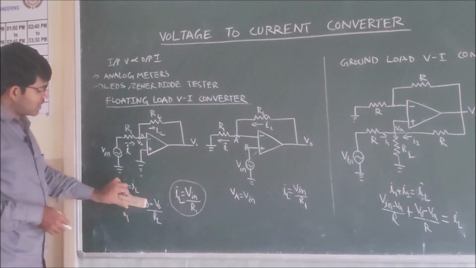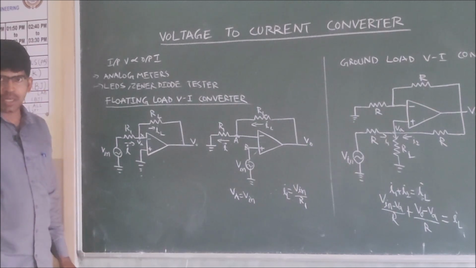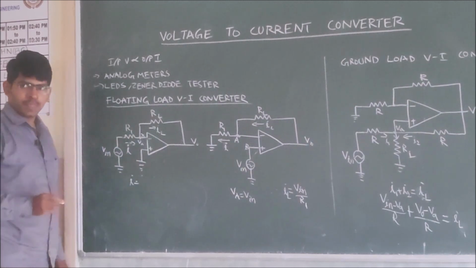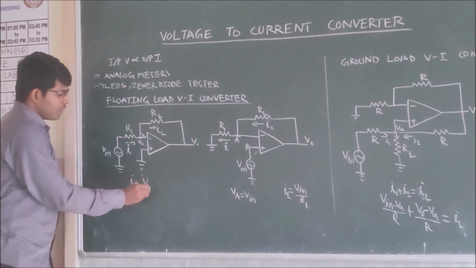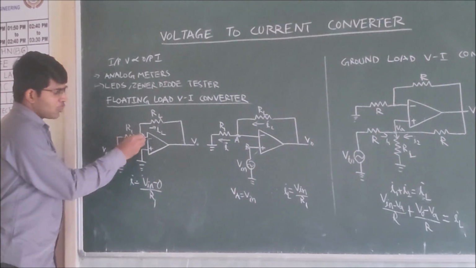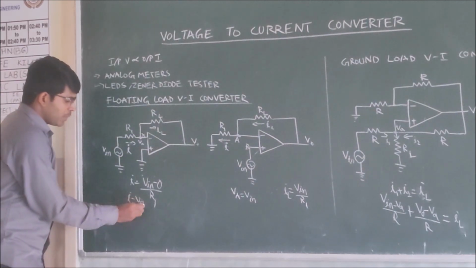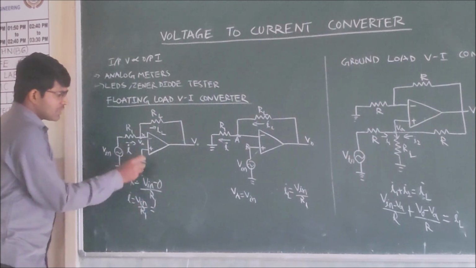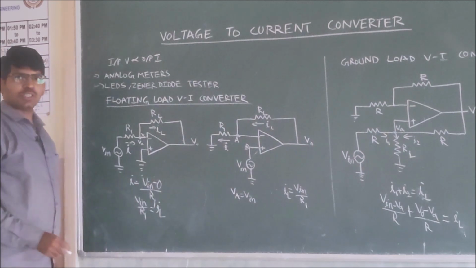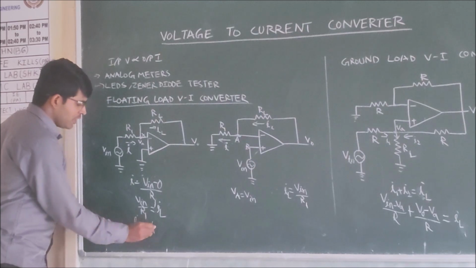Whatever relation we obtained, we are once again trying to understand it. See, here I have taken the current I. I is nothing but Vin minus 0 by R1. Why am I taking 0? Because it is virtually grounded. Therefore, I is equal to Vin by R1. But this I is equal to IL. Therefore, Vin by R1 is equal to IL. Therefore, IL is directly proportional to Vin.